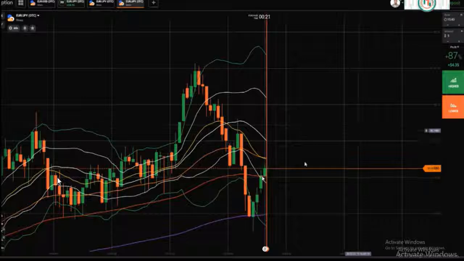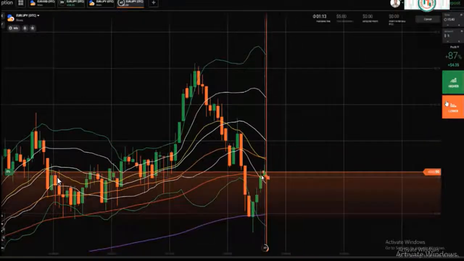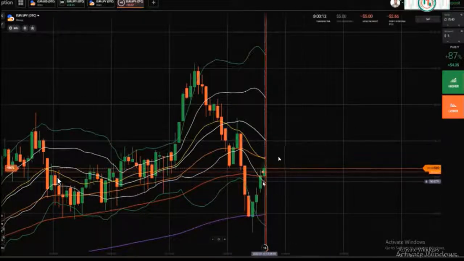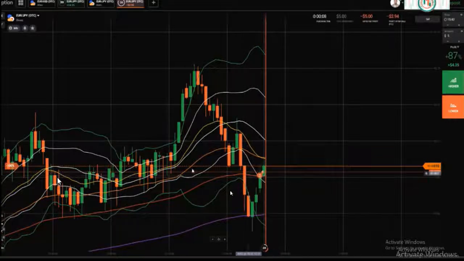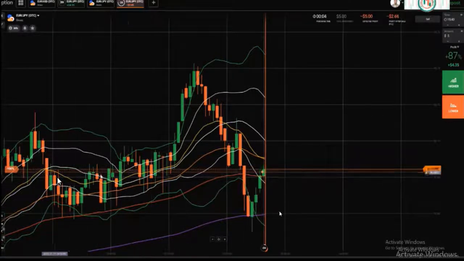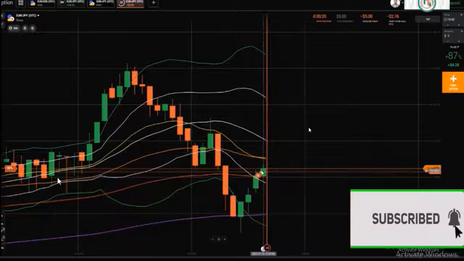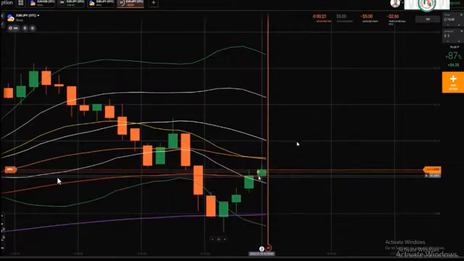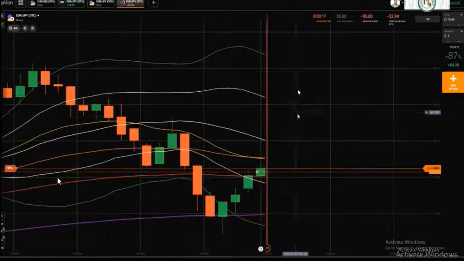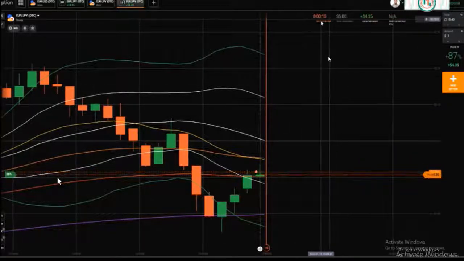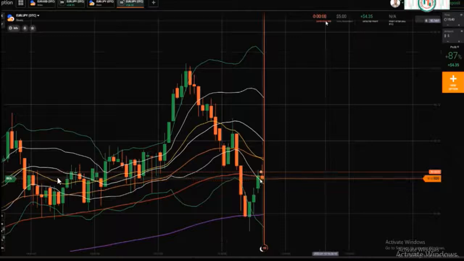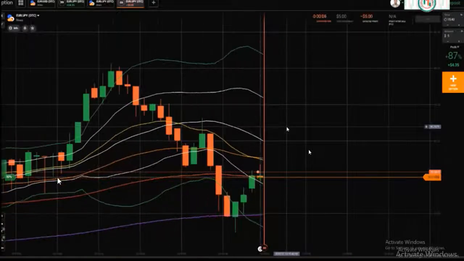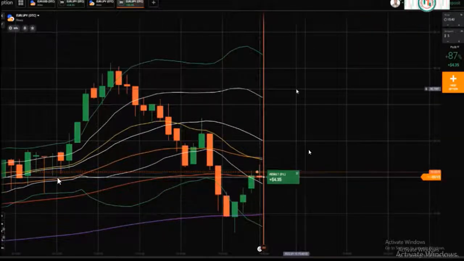So the market closed at the key level, 100 EMA. I place my trade put option because I know definitely the market will reverse from 100 EMA. This is a pullback. That's why I place my trade put option. Let's wait. You see, sellers entry. This is a winning trade again.